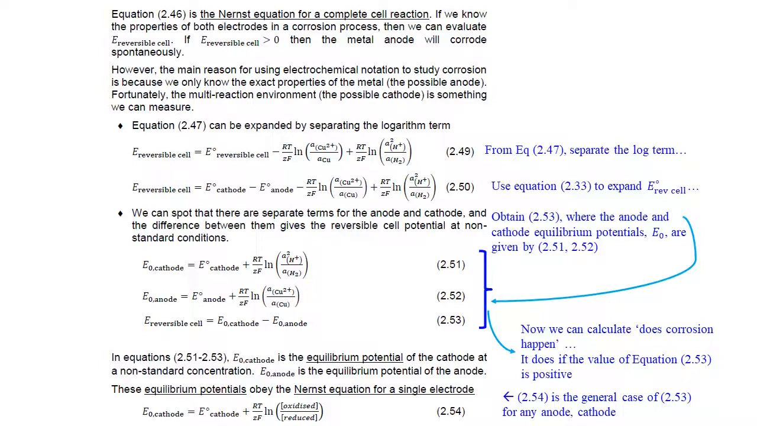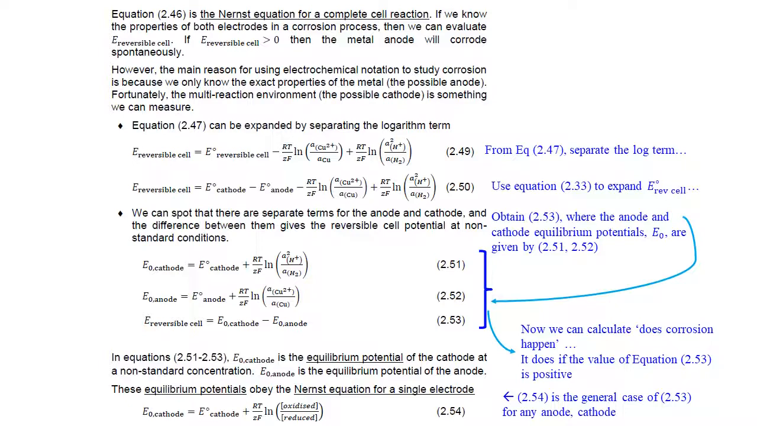The cathode terms give us one cathode equilibrium potential term as shown in equation 2.51, and the anode terms likewise group into one anode equilibrium potential term as in equation 2.52. Then we have this very simple equation 2.53, which allows us to evaluate whether corrosion happens at any ion concentration dissolved in solution.